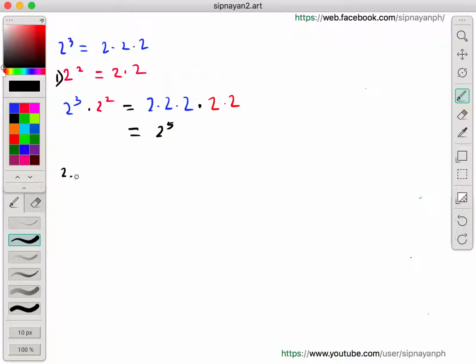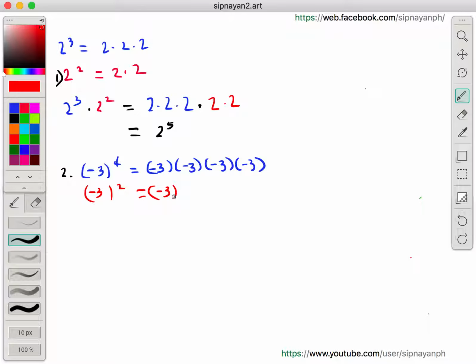So, sa example 2, we have negative 3 to the 4th times negative 3 squared. Negative 3 to the 4th means negative 3 times negative 3 times negative 3 times negative 3. So, 4 na beses. And then, pag meron naman tayong negative 3 squared, so this is also equal to negative 3 times negative 3.